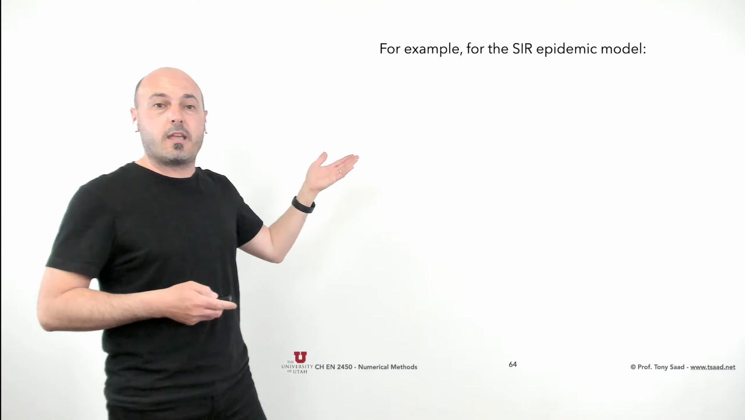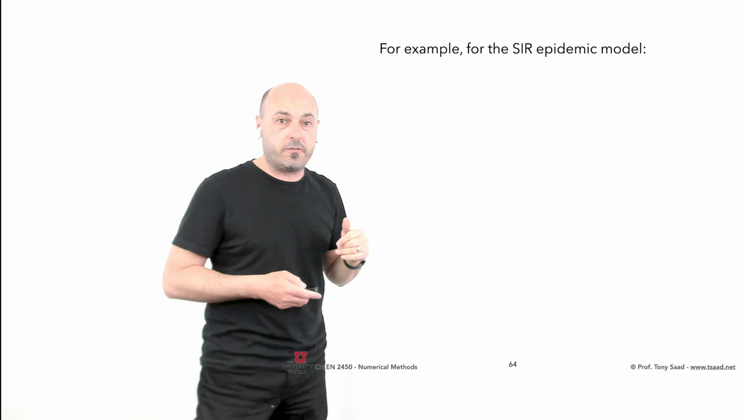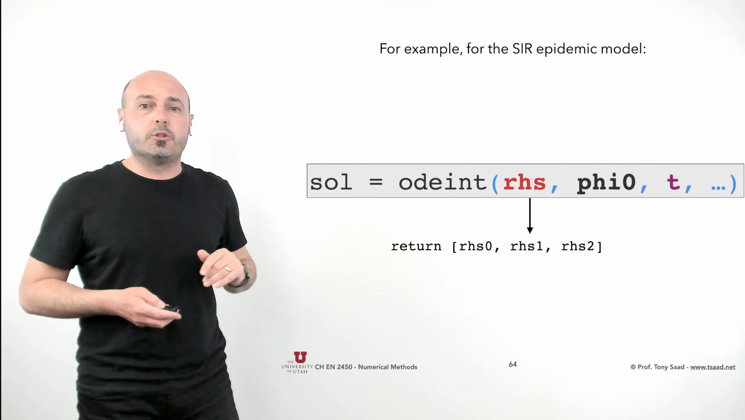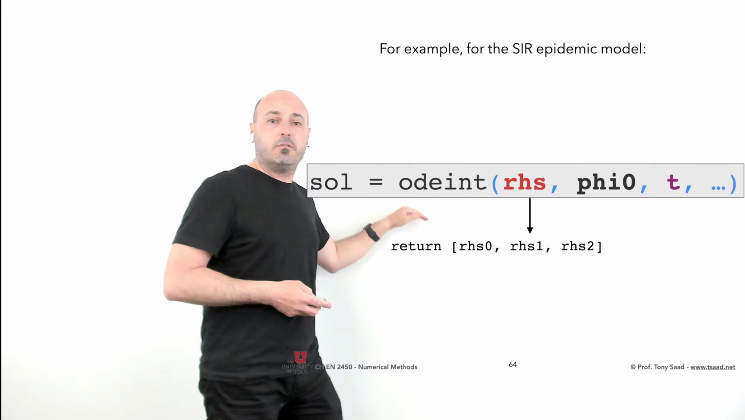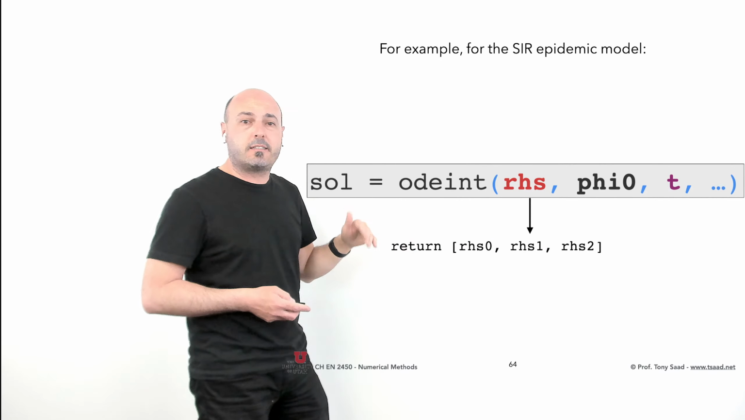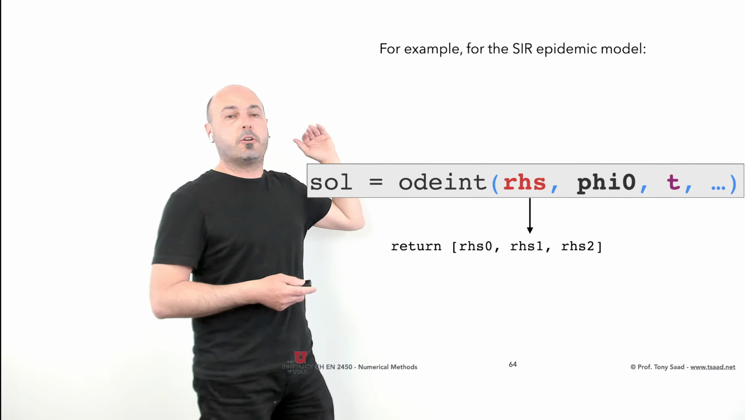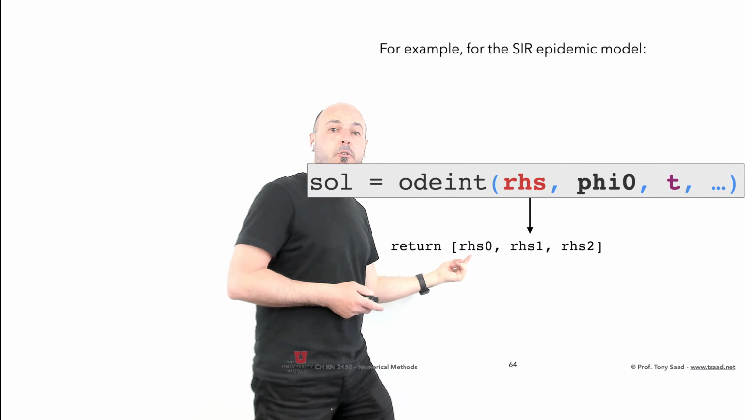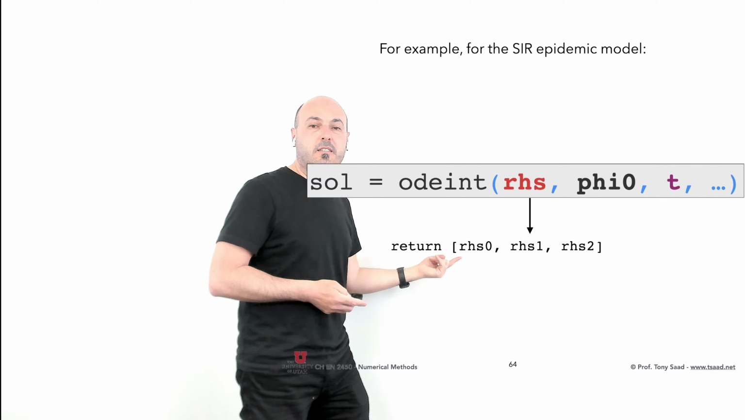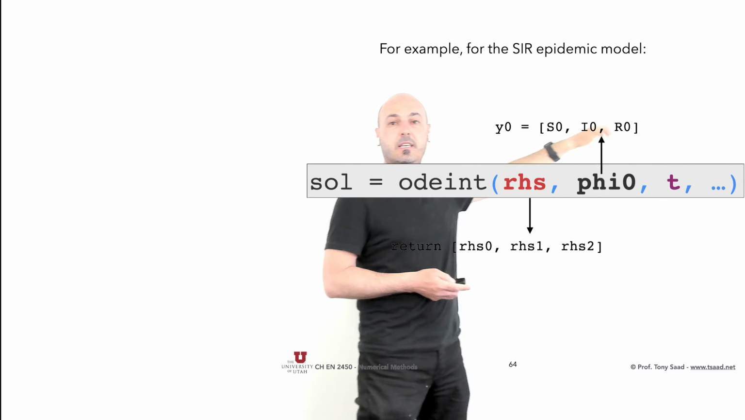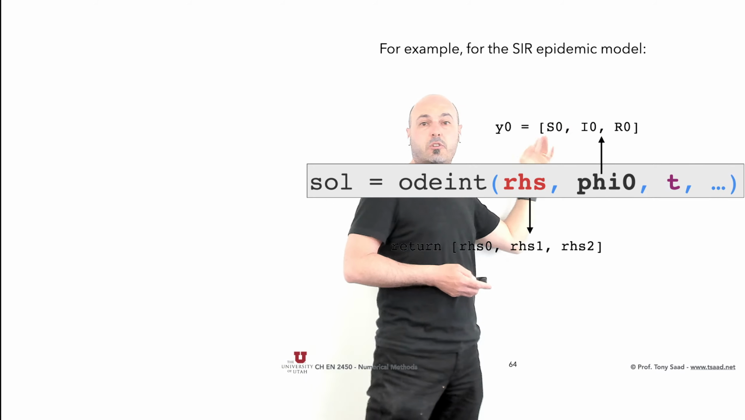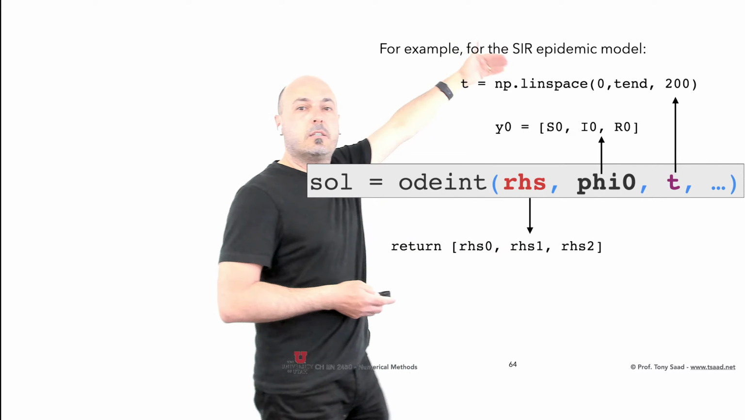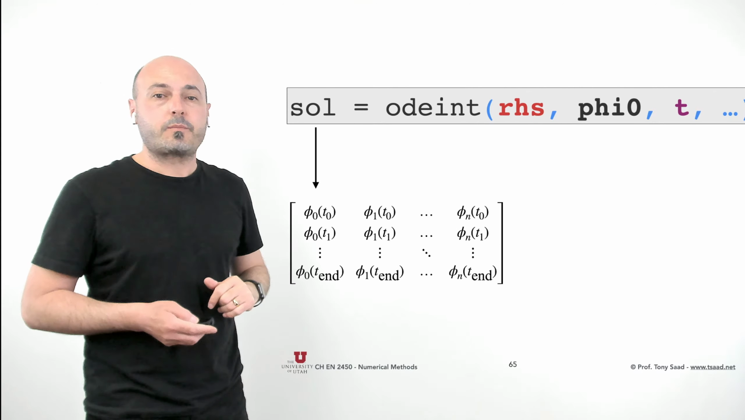So for example, for the epidemic model that we just solved, it's called the SIR model, susceptible, infected, recovered. In your right-hand side function, call it SIR right-hand side, you compute the right-hand side of the first equation, the second equation, the third equation, given phi and t. And then you return those right-hand sides as a vector like this. Same thing for phi 0, the vector of initial conditions. Those are just scalar values, S0, I0, and R0, and t is your linspace.